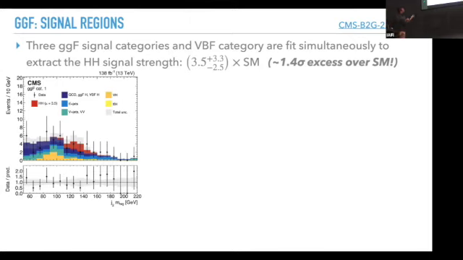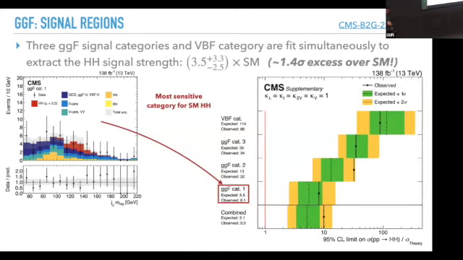We're able to extract a signal strength for this of 3.5 times the standard model. So we see about 3 times as much signal as you expect, but you can see that there are pretty large uncertainties there. But the point is that you're already starting to see some sensitivity to this kind of signal. And in fact, when we compare what this looks like, I'll show it later, relative to other signals, we're actually able to get an upper limit.